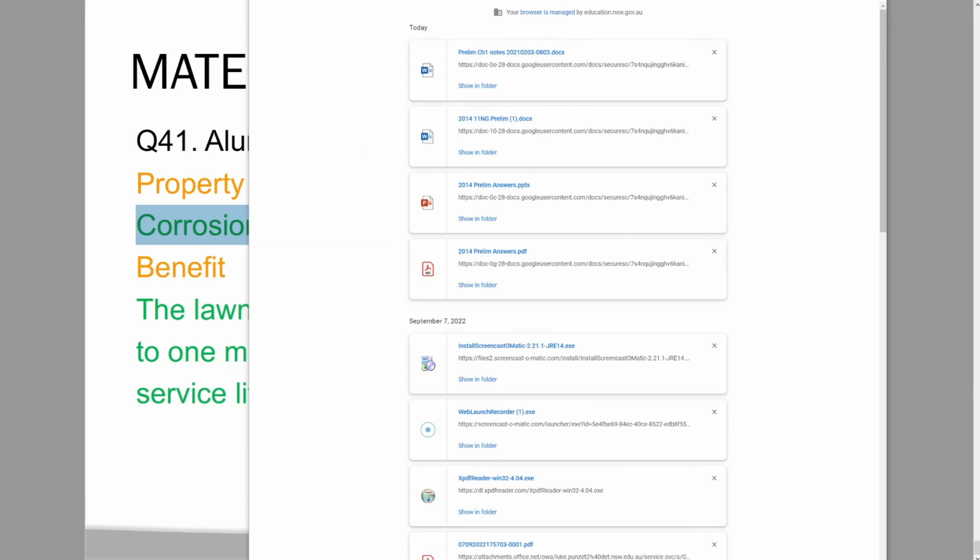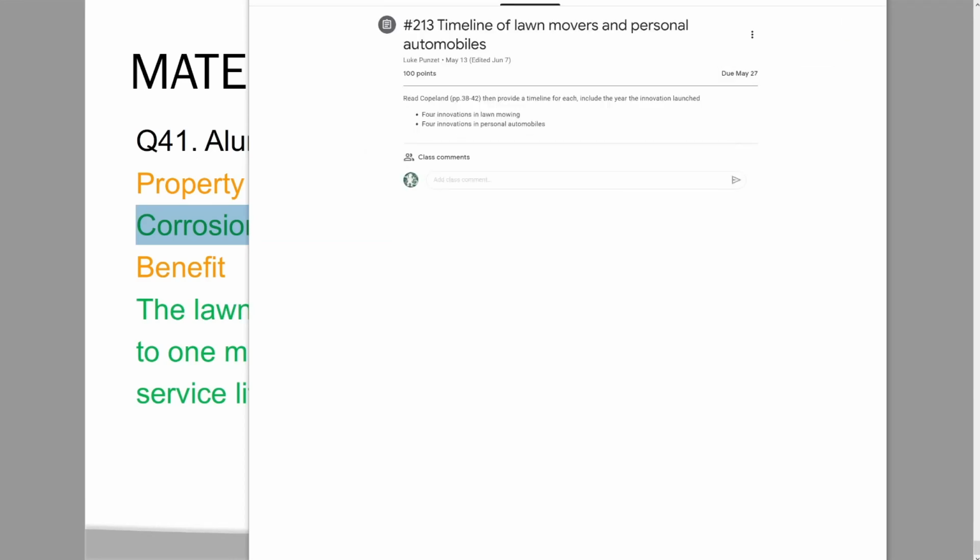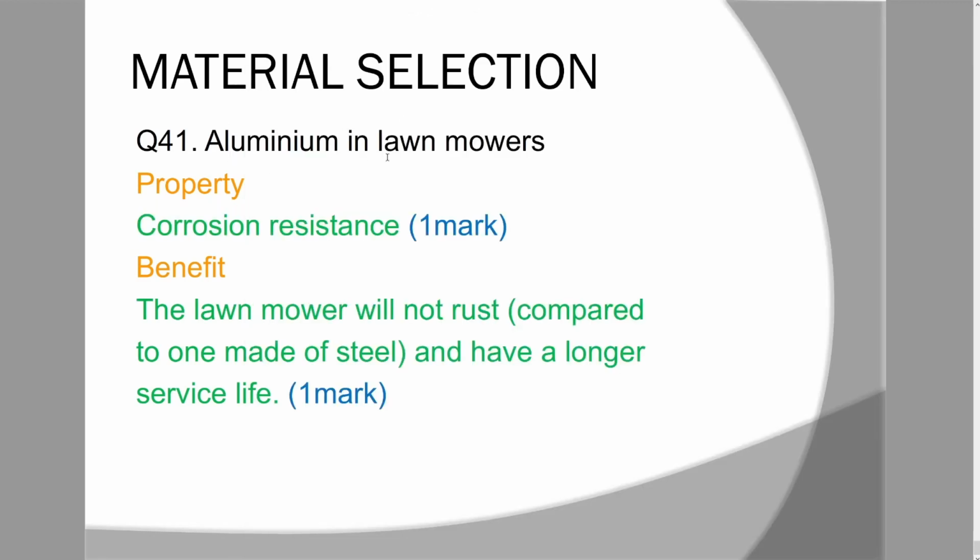We did talk about a timeline, so it's a fairly easy bit of homework where I said, read these 4 pages of the Copeland textbook where we look at the history of lawnmowers, and I've asked you to identify 4 innovations. That's not really specific to this question though. This is more applying your knowledge of aluminium to think about why we would choose aluminium in lawnmowers. This is probably the extent of what we'd ask you about aluminium in the Year 11 course.